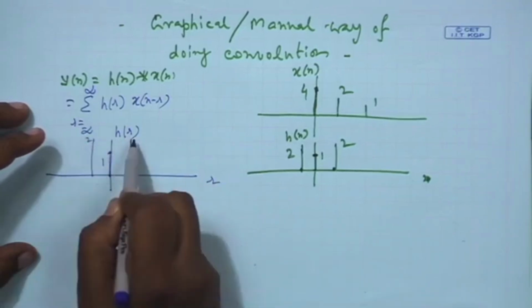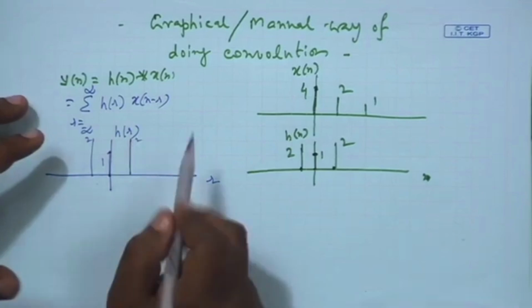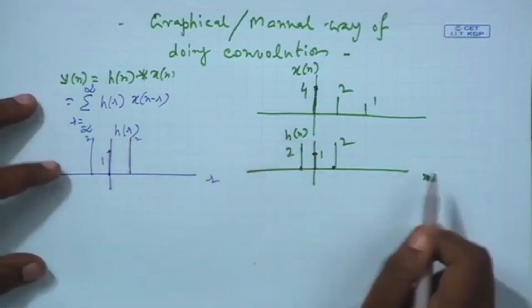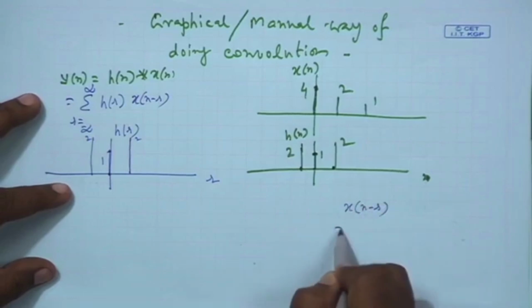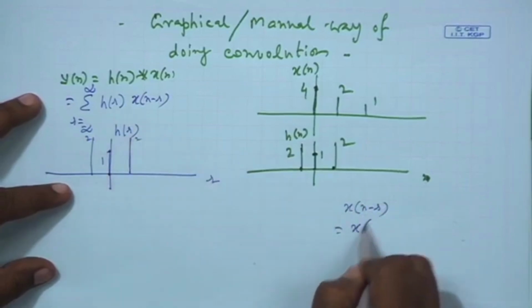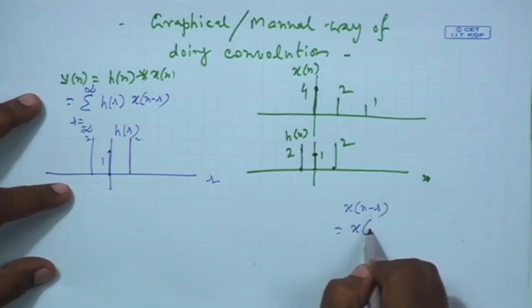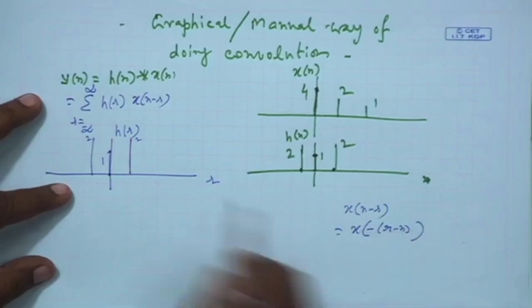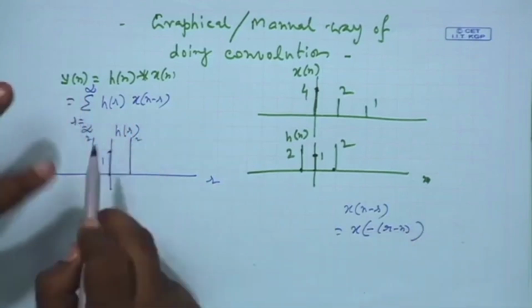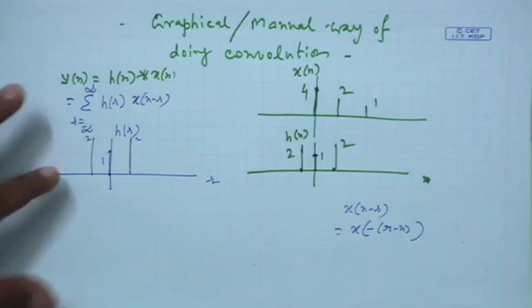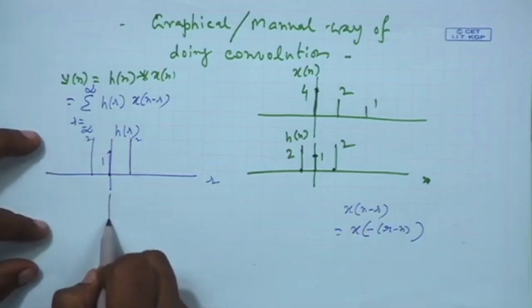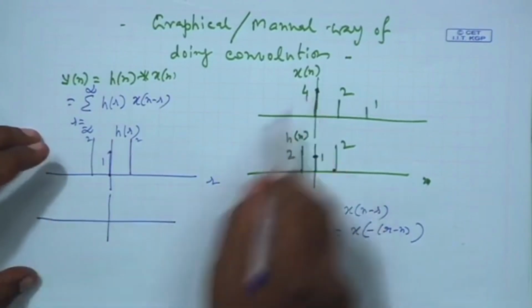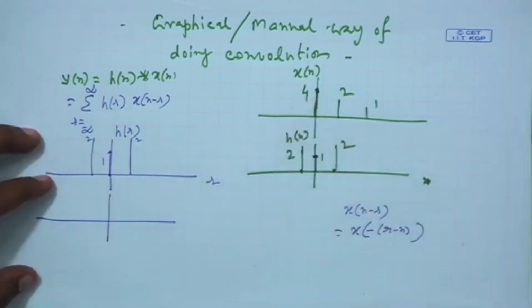This is 1, 2, 2. x[n minus r] you have, right? x[n minus r] in the summation I can write as x[minus (r minus n)]. n is your choice, n you have fixed up, you want to find out the convolution at a particular n. So, this n is constant. So, like h, x also I write as a function of r.